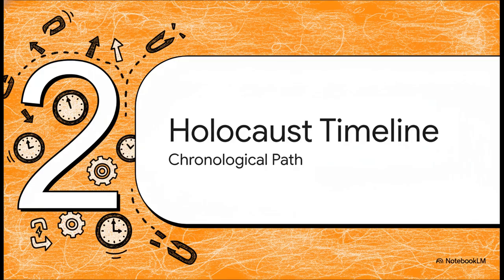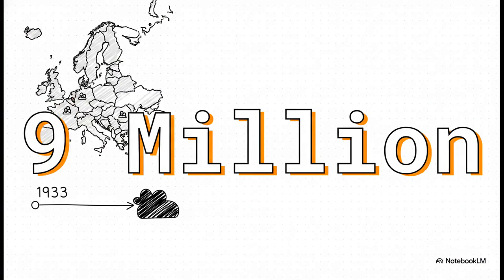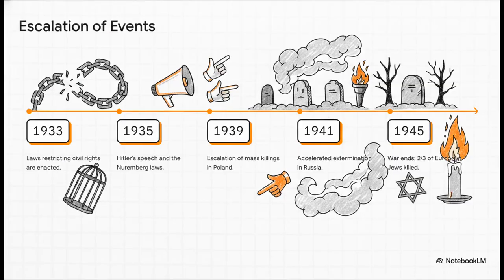Moving to Section 2, the Holocaust timeline. The source starts off firmly rooted in a chronological path, so let's walk through it. Right off the bat, the video establishes a baseline. It notes that back in 1933, the Jewish population in Europe was at 90 lakh. That's 9 million people. This 9 million figure serves as the foundational data point for the tragedy they're about to detail. From there, the video maps out a really horrifying progression.